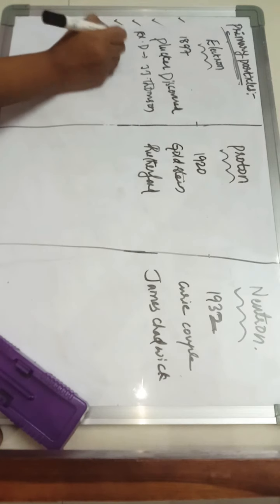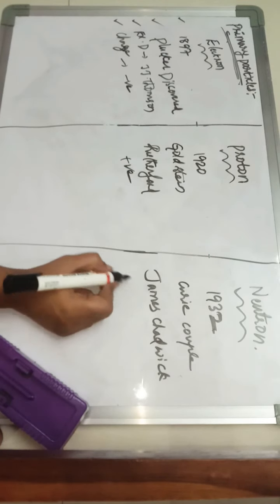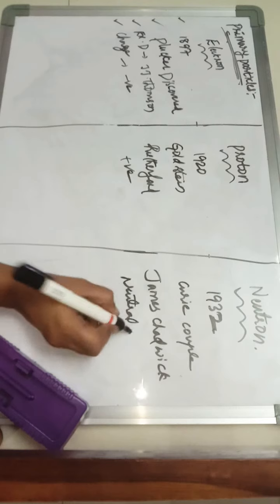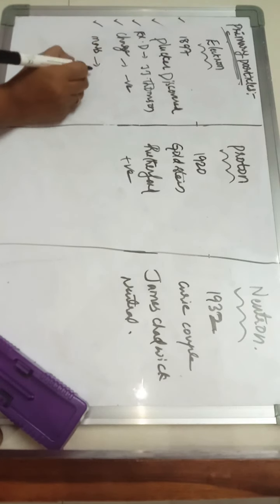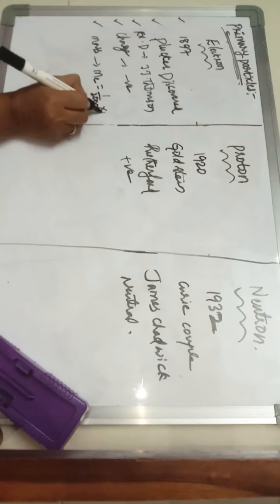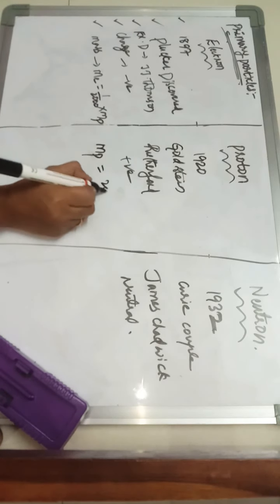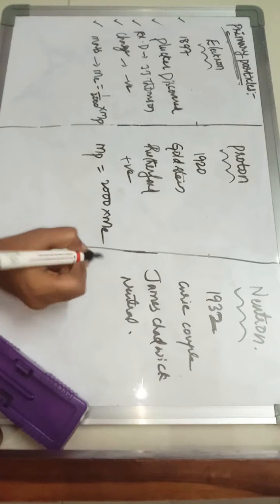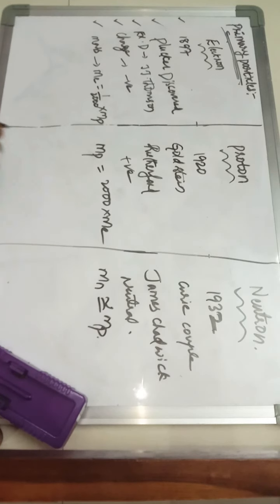The charge of the electron is negative, the proton is positive, and the neutron is in a neutral state. The mass of the electron is equal to 1/2000 into the mass of the proton, or the mass of the proton is equal to 2000 into the mass of the electron. The mass of the neutron is approximately equal to the mass of the proton.